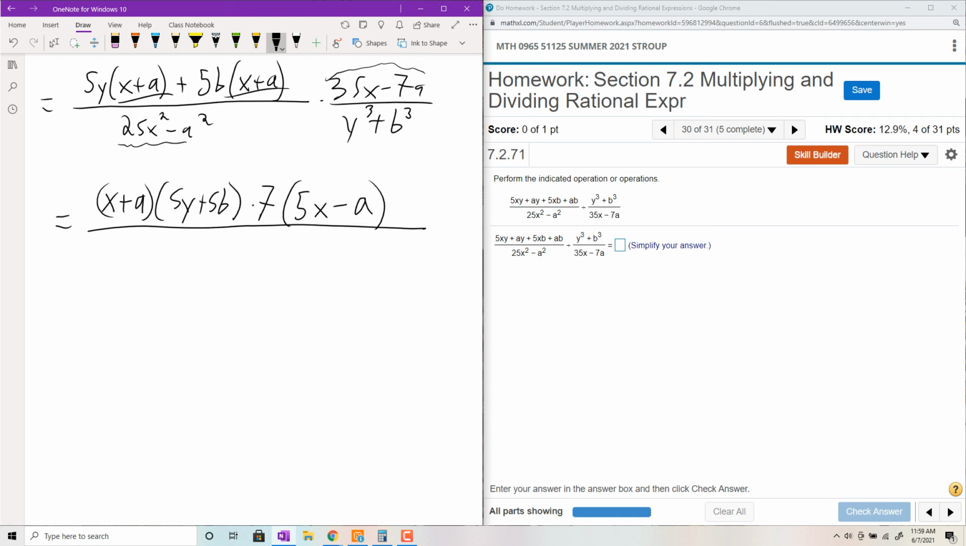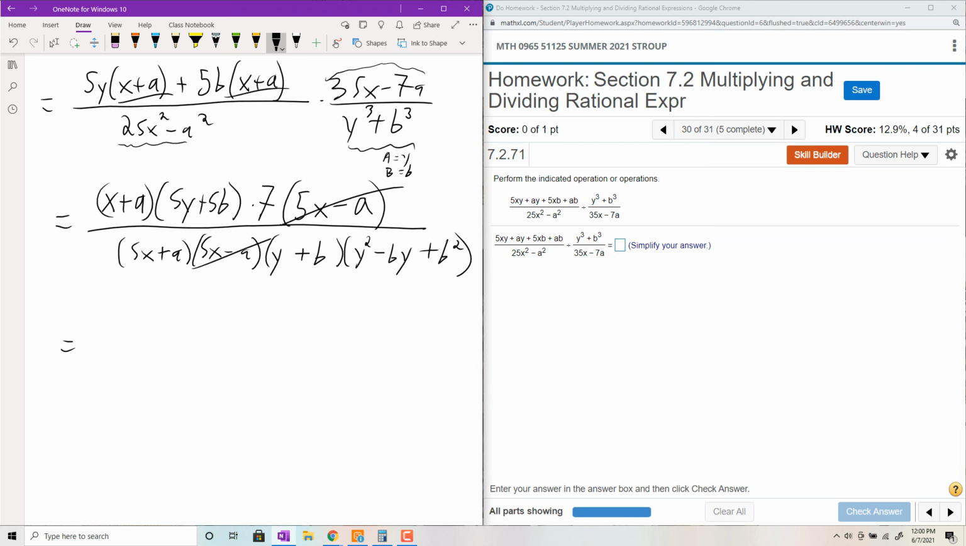Downstairs, this portion is a difference of squares, so 5x plus a, 5x minus a. And then this is a cubic, so the a value is y, the b value is just b. Same, opposite, always positive. So we get y plus b, and then y squared minus by plus b squared. Okay, see if anything cancels.